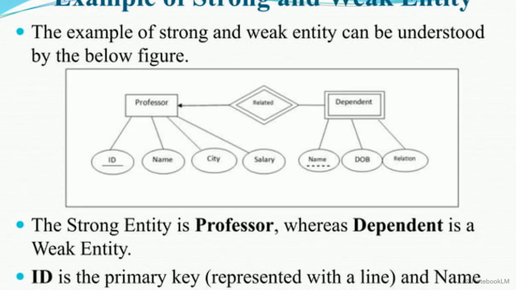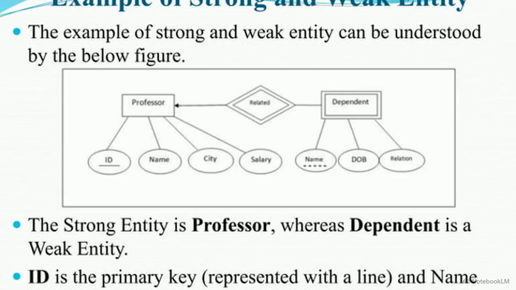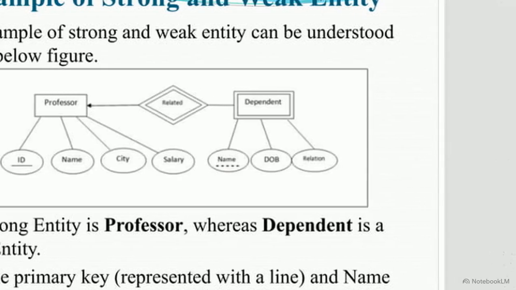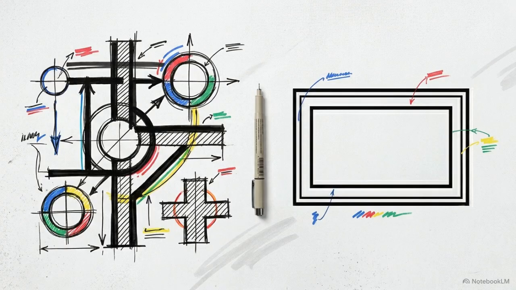This diagram shows the connection. The professor is the strong entity. Dependents are the weak entities. To differentiate dependents, the model uses a partial key. The dotted line under name marks it as a local identifier. Distinguishing between these independent and dependent objects is the mandatory first step before any relational database architecture can be drafted.